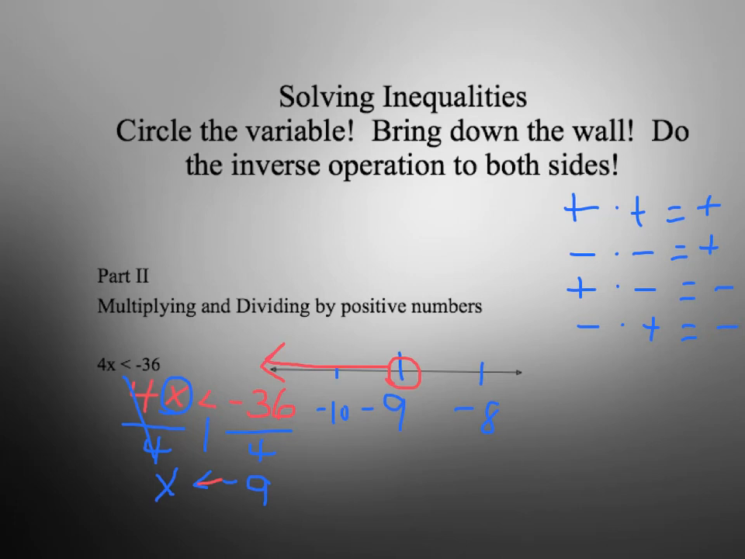So let's just go ahead and pick negative 10, and I'm going to plug it back in right over here where 4x is less than negative 36. So 4 times negative 10 is less than negative 36. A positive times a negative is a negative. 4 times 10 is 40. Is negative 40 less than negative 36? Yes, because it's further left on the number line.